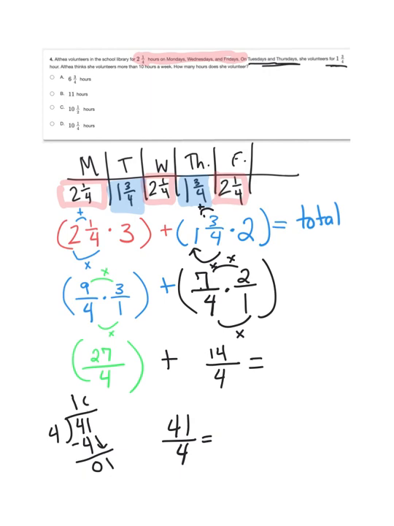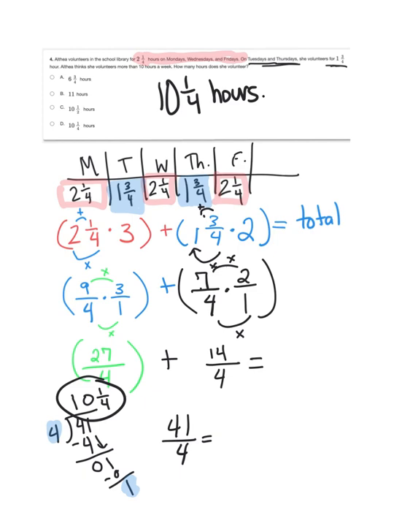4 goes into 1 0 times. If I had 1 M&M and I wanted to share it with 4 friends, each friend would get less than 1 whole M&M. Okay, 0 times 4 is 0. 1 minus 0 is 1. So this is my remainder here. 1 is my remainder. And I'm going to use 4 as my denominator. So it's going to be 10 1/4. She works in the library 10 1/4 hours each week, which is choice D.